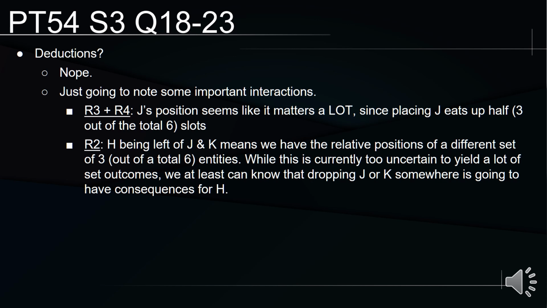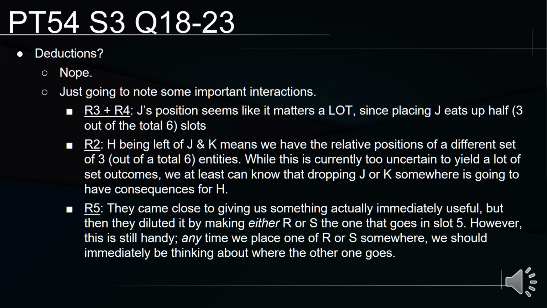While this is really currently too uncertain, because we could just imaginarily put H first and then J and K basically have free reign of the board, so it's too uncertain to yield a lot of set outcomes that would be deduction level stuff. But we can at least know that dropping J or K somewhere is going to have consequences for H. That's what we should keep in mind.